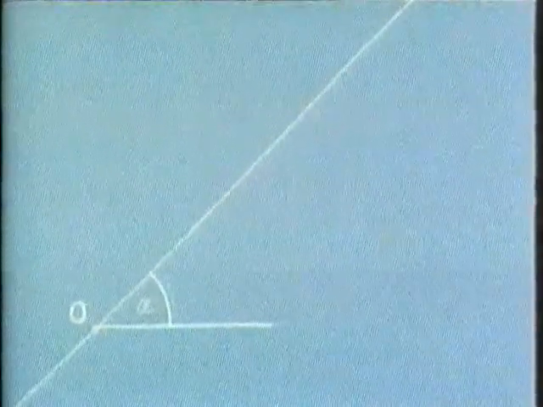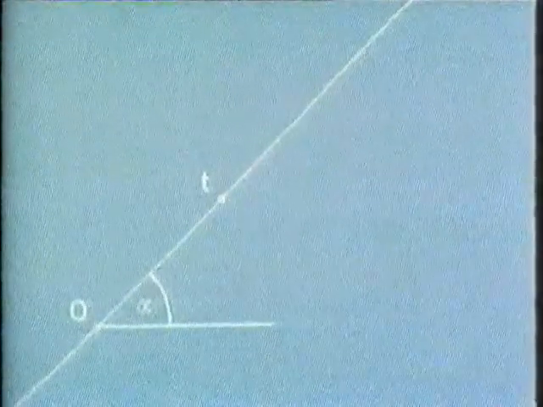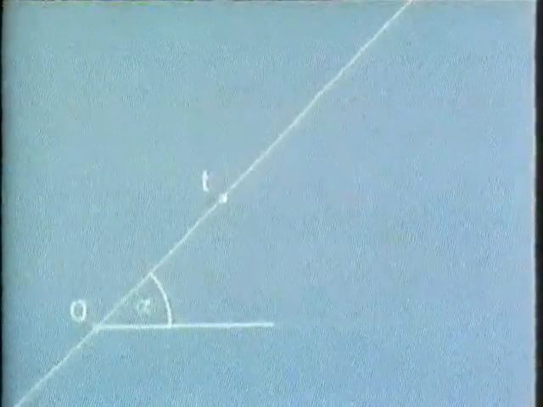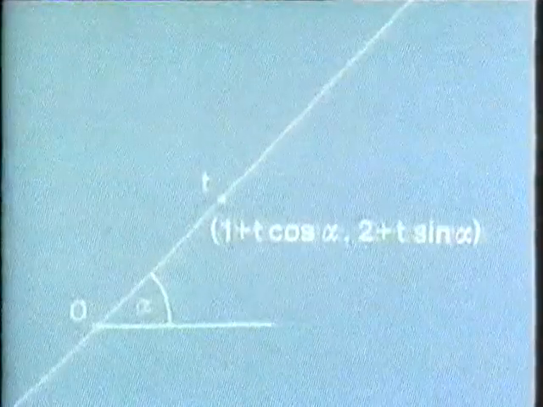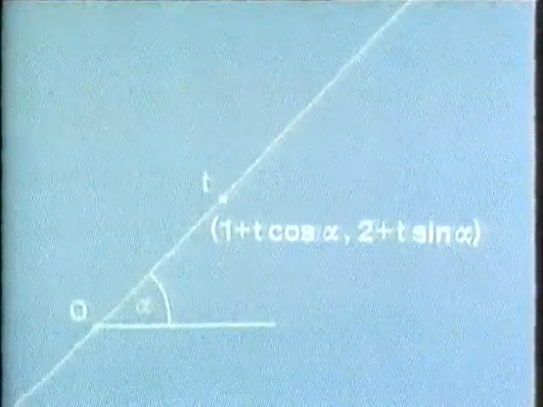Suppose we assign the value 0 to the point (1, 2). And suppose we assign the general value t to the point at distance t along the line. Simple trigonometry tells us that it's the point whose coordinates are 1 plus t cos alpha and 2 plus t sine alpha.